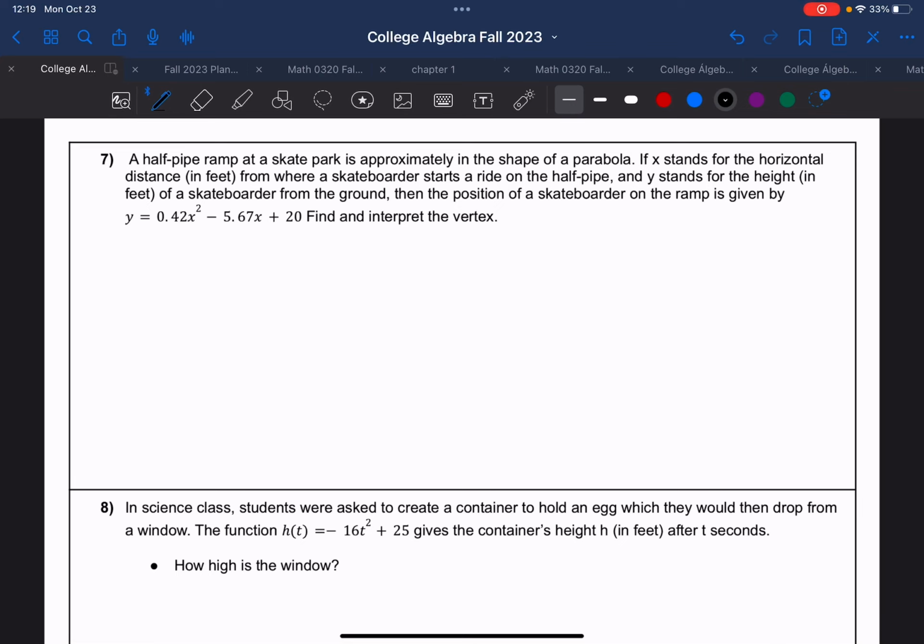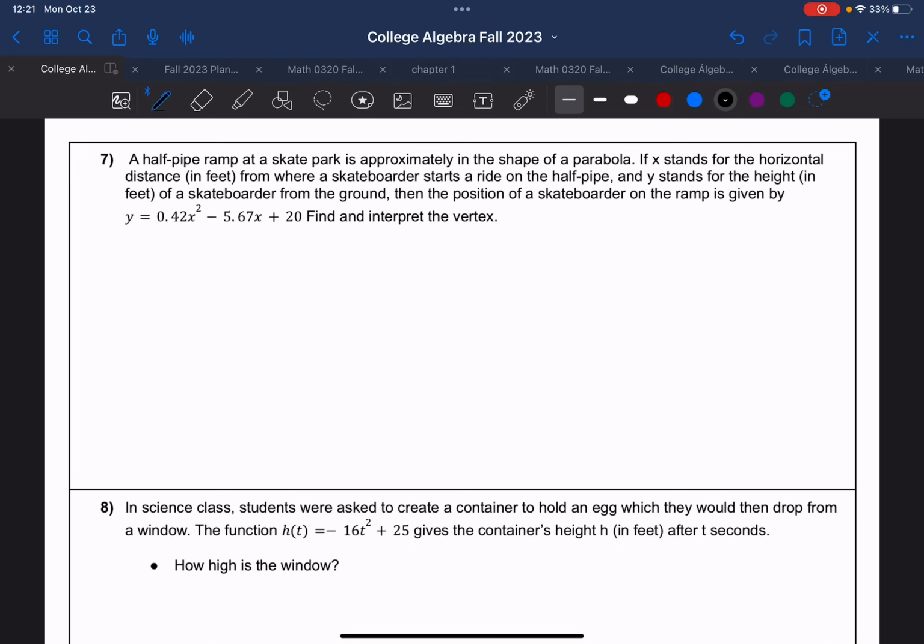So number 7 says a half pipe ramp at a skate park is approximately in the shape of a parabola. If x stands for the horizontal distance in feet from where the skateboarder starts a ride on the half pipe, and y stands for the height in feet of a skateboarder from the ground, then the position of a skateboarder on the ramp is given by the function y equals 0.42x squared minus 5.67x plus 20. And it says to find and interpret the vertex.